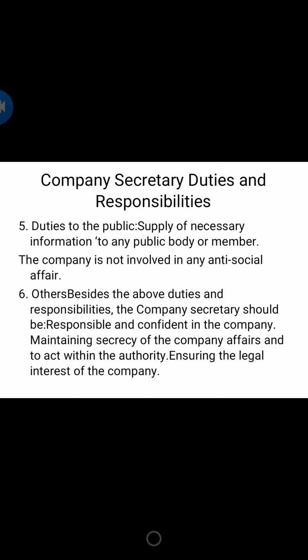Besides the above duties, we have other duties here. The company secretary should be responsible and confident in the company, maintaining secrecy of the company affairs and acting within the authority, ensuring the legal interest of the company.